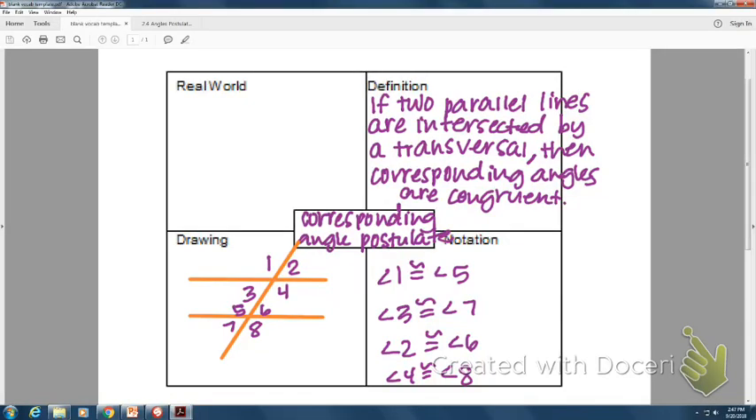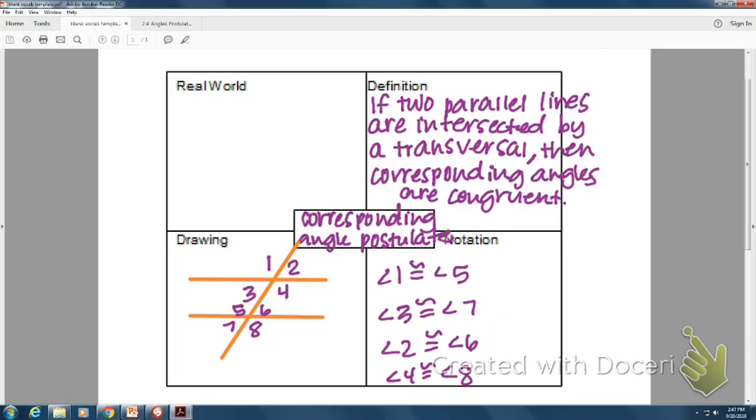Okay, so your corresponding angles are always congruent, and they're in the same position across your transversal and your parallel lines. Questions on the corresponding angle postulate?